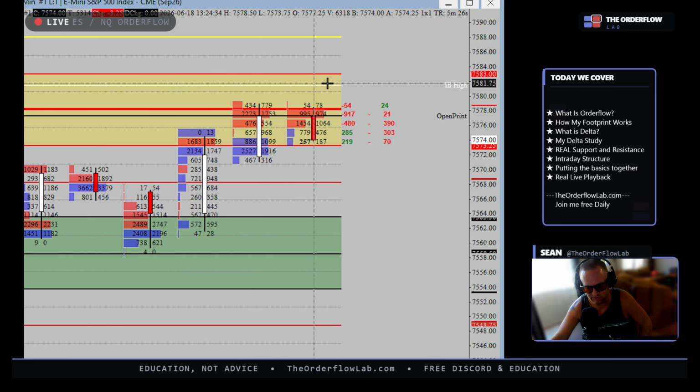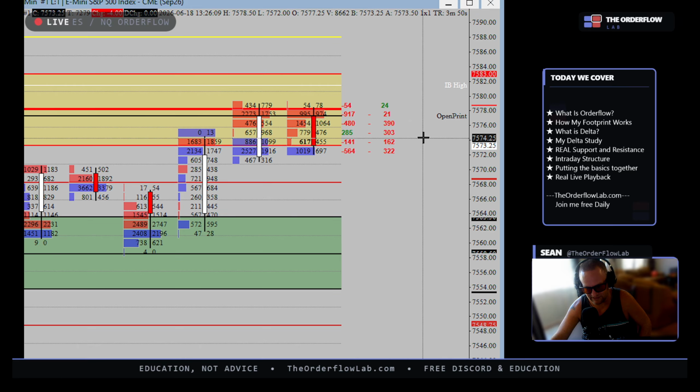We put in a weak bid here, only 78 contracts. We went from 800 contracts basically to 78 contracts. Look at this. Immediately sold. Okay. Negative 390, 303. That's aggressive selling. Just like aggressive buying on the way up is aggressive selling on the way down.